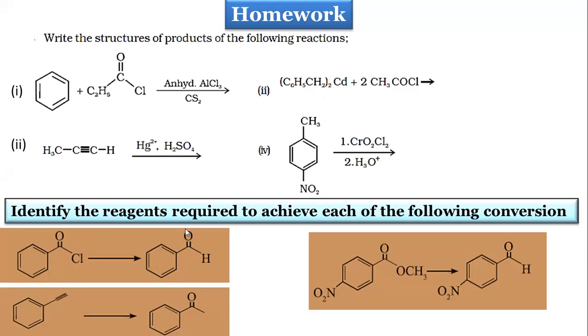Then identify the reagents required to achieve each of the following conversions. So the reactant and products are given here. This is benzyl chloride to benzaldehyde. It is a very famous reaction. First, I explained this reaction. This is the Rosenmund reaction. This is nitrile, CN. Sorry, alkynes are there. Alkynes to benzaldehyde, and this is COOCH3 to benzaldehyde. This is esters to benzaldehyde. So all these reactions I have already explained.